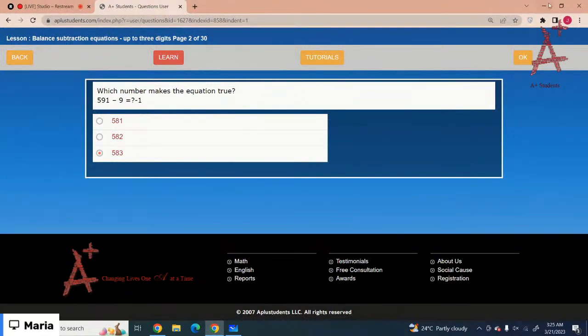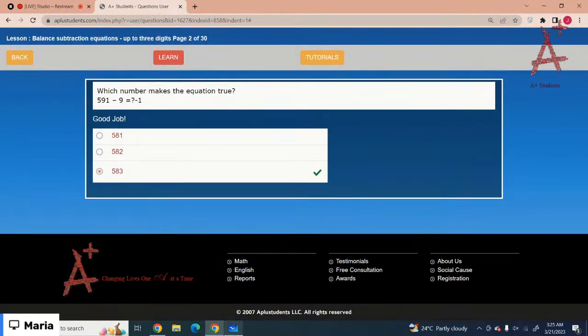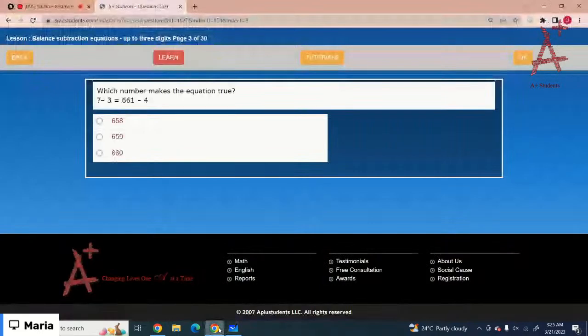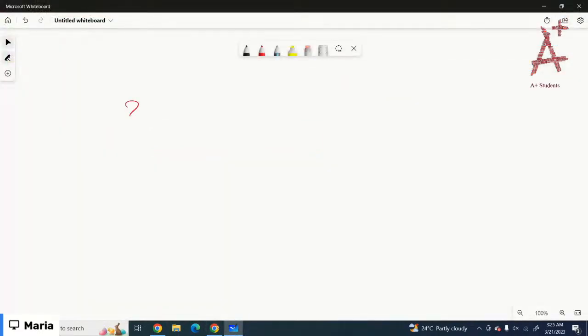Okay, let's just move on to the next one. It's okay, you don't need to be sorry. The next one is missing number minus 3 equals 661 minus 4. Let's just subtract 4 out of 661. Got it? 1 take away 4? No, you cannot subtract, so you have to borrow 1. It would be now 11. So 11 take away 4 is 7. So here you have 5, 6.